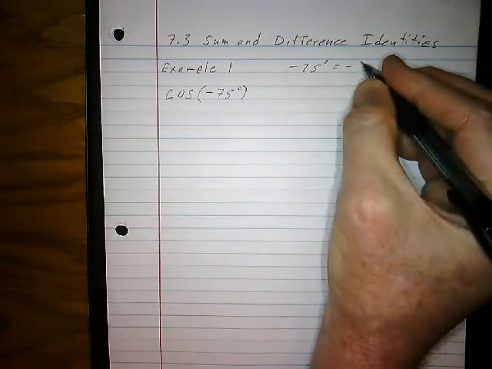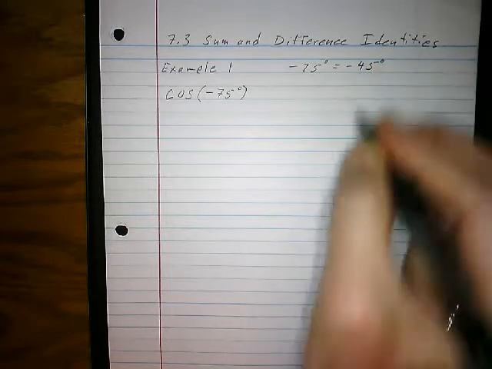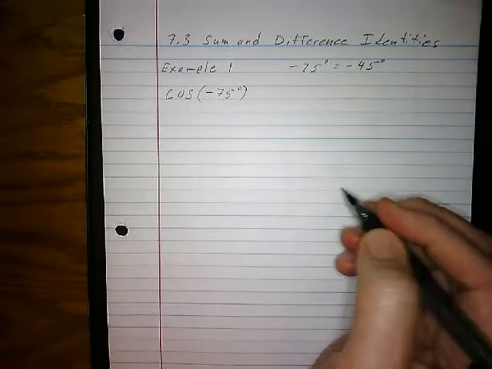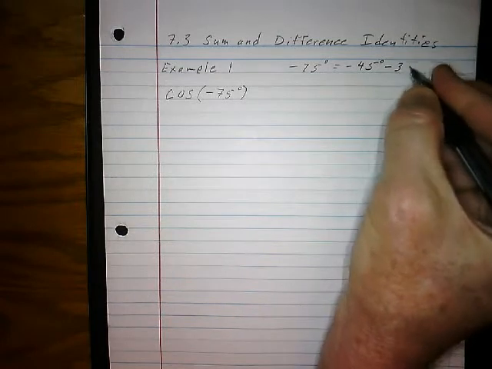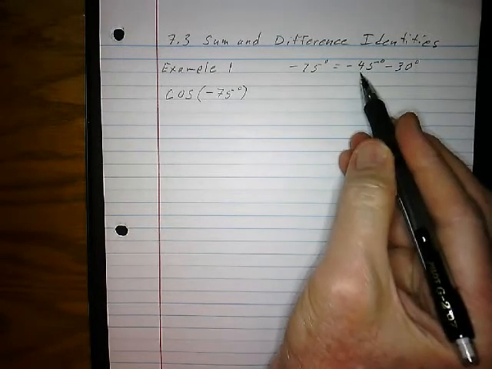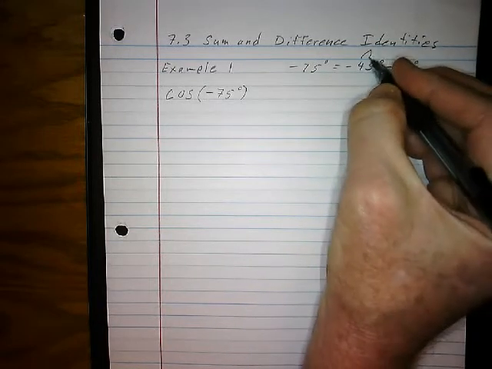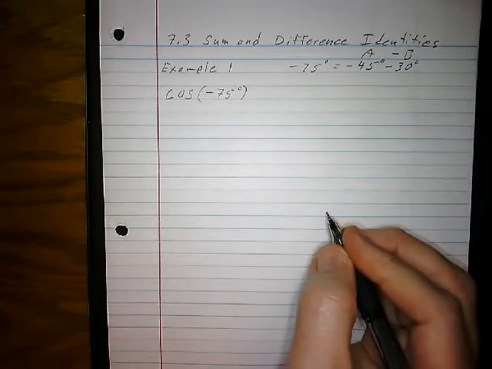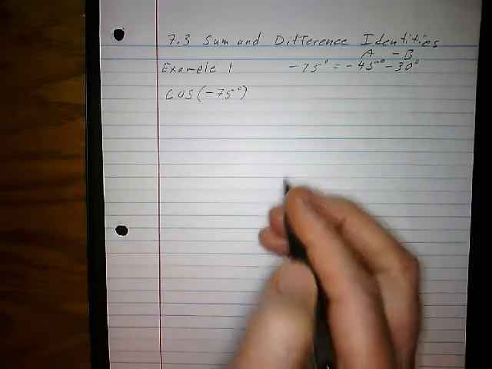Well, I've memorized 45 degrees, which means I know what negative 45 degrees is because I'm just going in the clockwise direction around the unit circle instead of the counterclockwise direction. I can write negative 75 as negative 45 minus 30. Well, here's my angle A, here's my angle B. I've now rewritten negative 75 as the difference between two angles.